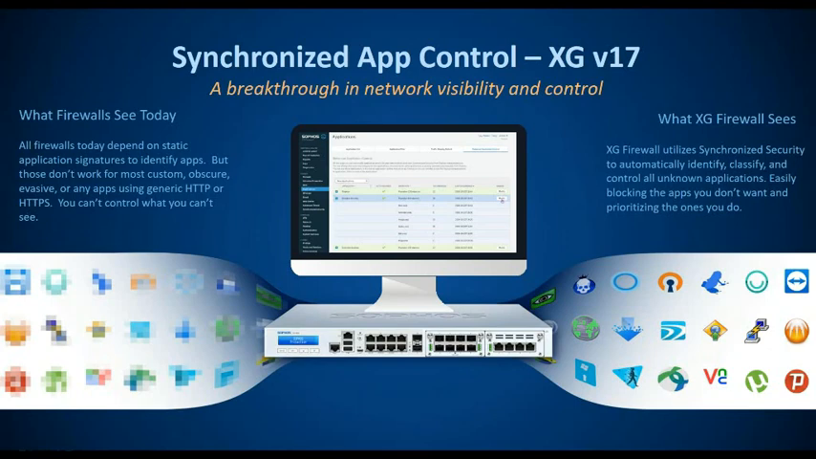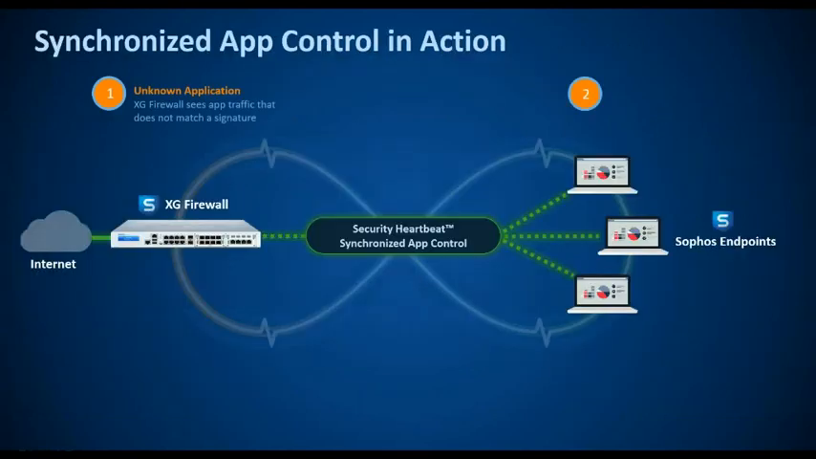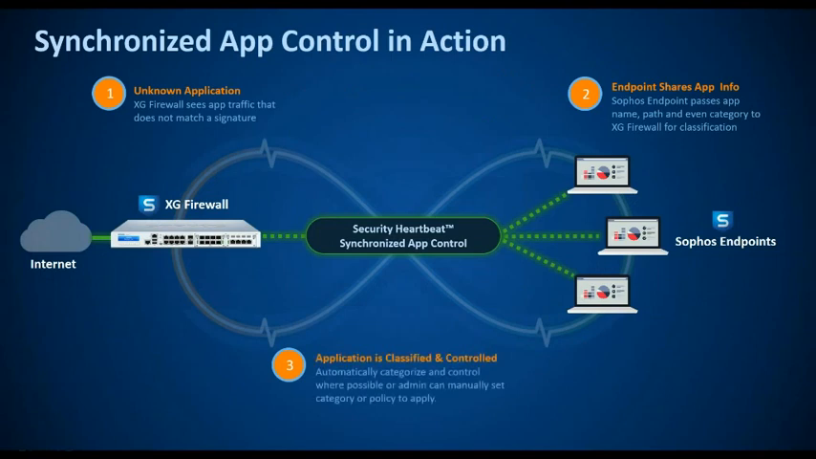and so the firewall can't actually determine how to treat the traffic itself. So with synchronized security and synchronized app control, which is activated in Intercept X version 2, if you've got XG Firewall, it will share the information around the applications that are generating that network traffic. It will share that information with the firewall. So the firewall will get to see the name of the application that generated the traffic, and in fact, even the path to the application. What that allows you to do as an administrator is, of course, then to classify and control those applications as you wish to do so.